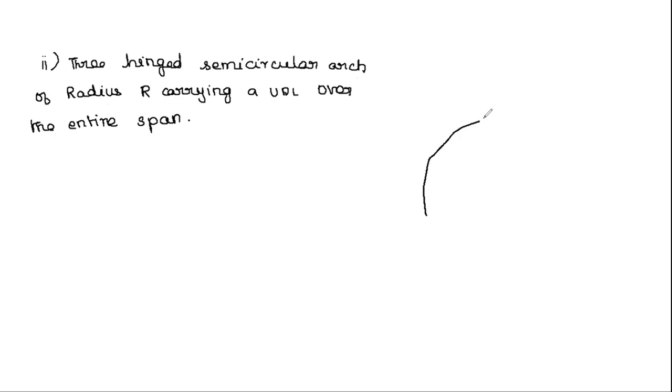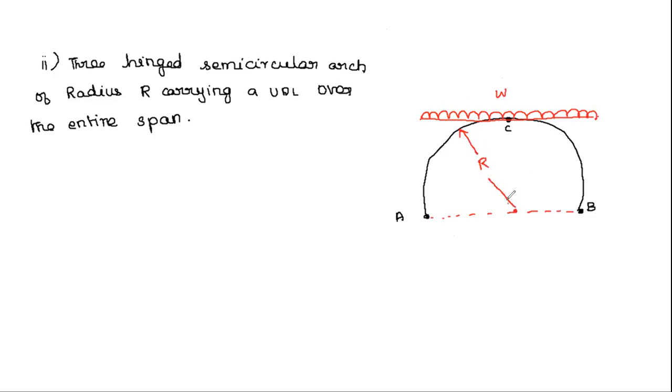So what will be the diagram? It is a circular arch and it is three-hinged, with points A, B and C. It is subjected to a UDL throughout the span, and let the intensity be W. As it is a circular arch, the radius will be the same everywhere. Let the center be O. What are the reactions we will have? We will have VA, H and VB, H.